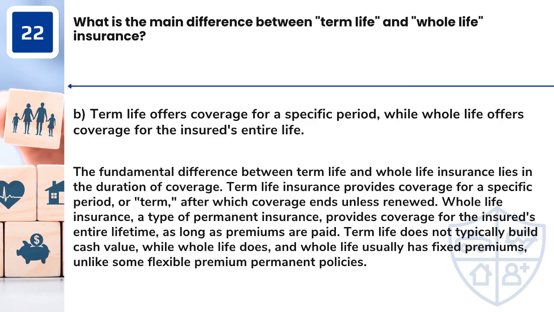Answer: B. Term life offers coverage for a specific period, while whole life offers coverage for the insured's entire life. The fundamental difference between term life and whole life insurance lies in the duration of coverage. Term life insurance provides coverage for a specific period, or term, after which coverage ends unless renewed. Whole life insurance, a type of permanent insurance, provides coverage for the insured's entire lifetime, as long as premiums are paid. Term life does not typically build cash value, while whole life does, and whole life usually has fixed premiums, unlike some flexible premium permanent policies.